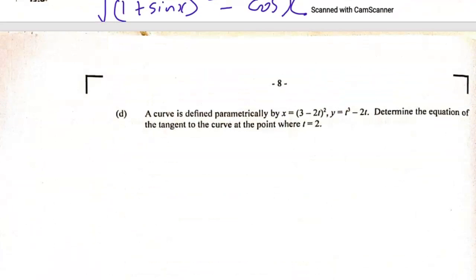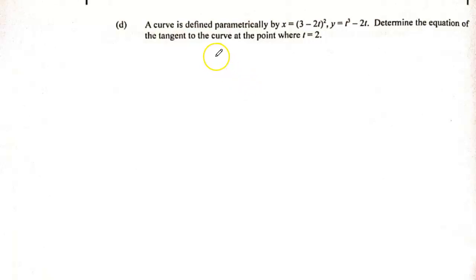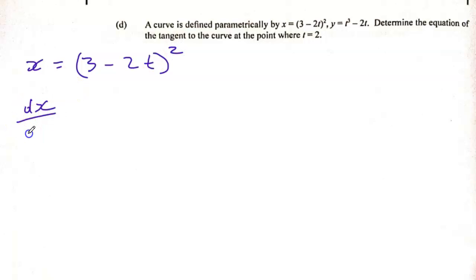A curve is defined parametrically as x equals (3 minus 2t) all squared, y equals t cubed minus 2t. Determine the equation of the tangent at the point where t equals 2. So we have x equal to (3 minus 2t) all squared, which means that dx by dt, I'm going to use the chain rule. So multiply by the power, so 3 minus 2t all to the power of 1, and of course I differentiate the terms in the bracket. I end up with minus 2.